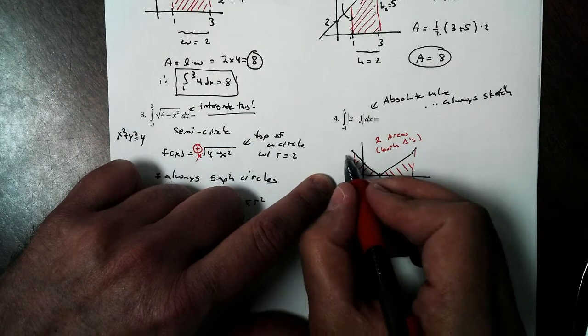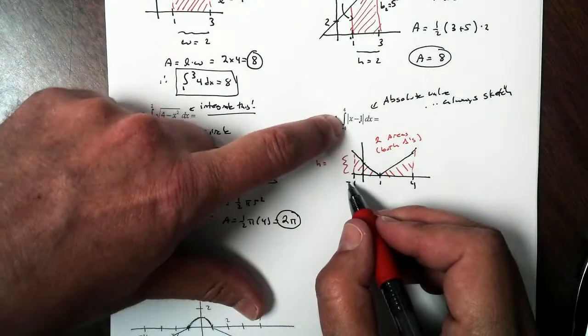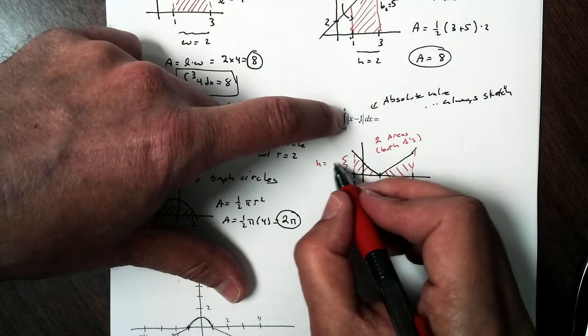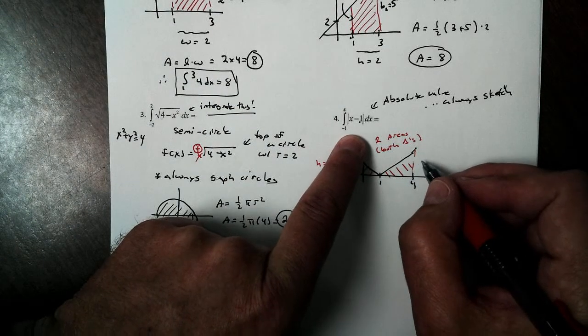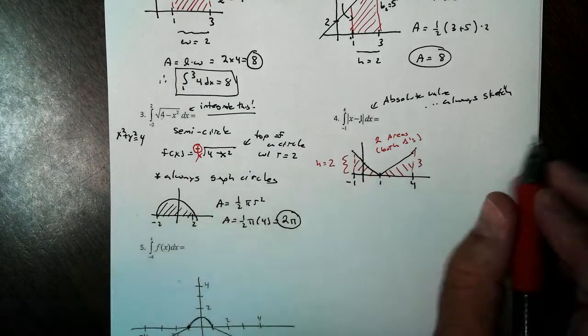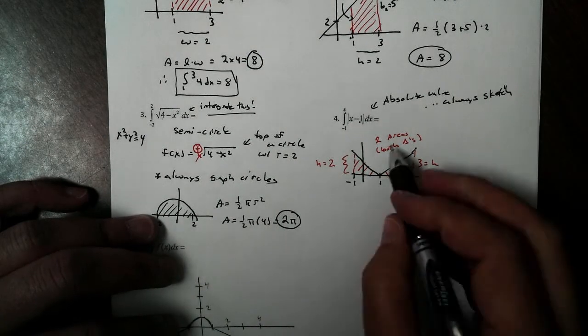So the first one, I've got to find its height, of course. That's not too hard to do. Plug -1 in. -1 minus 1 is -2, but the absolute value is 2. Plug the 4 in. 4 minus 1 is 3, so there's our height here. And I'm just going to find the area of those 2 triangles.